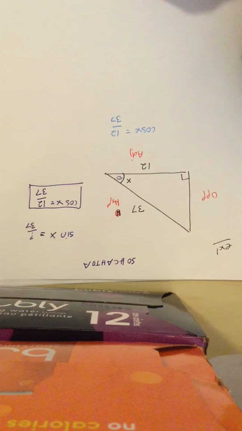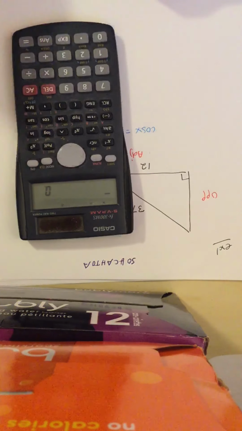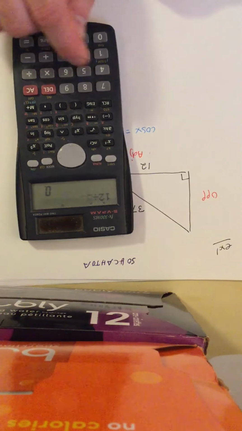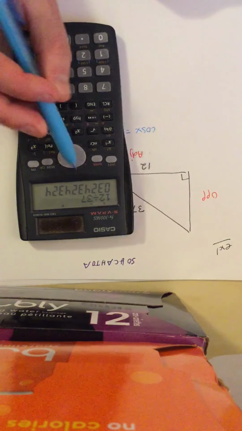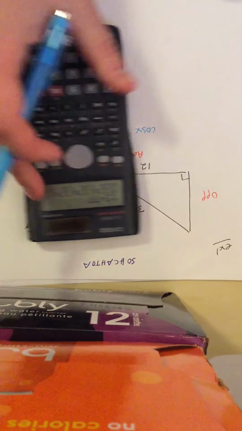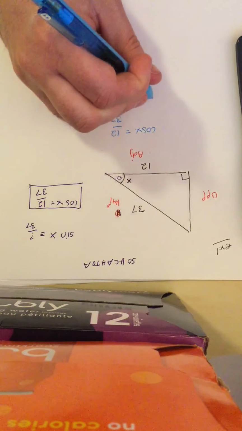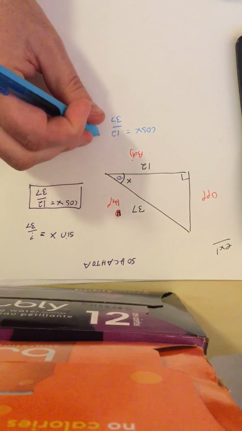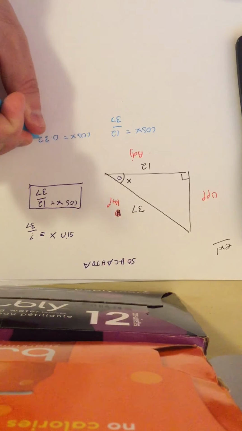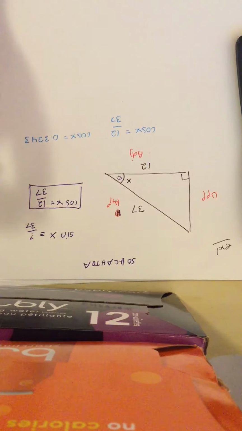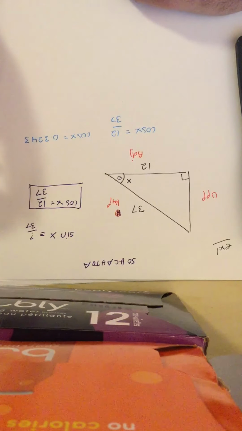Now what we're going to do in this class for now is we're going to go 12 divided by 37. We're going to turn that into an actual decimal, and we're going to keep 4 decimals. So it's going to be 0.3243. So the cos of x is 0.3243.